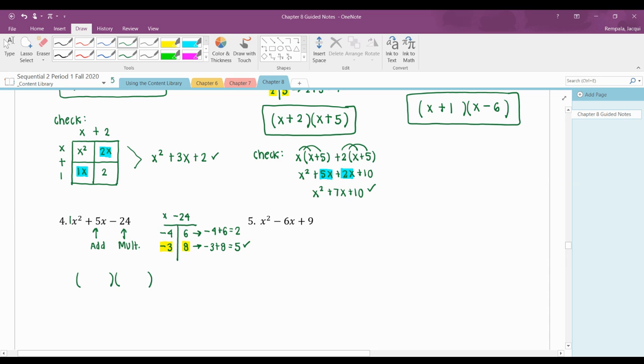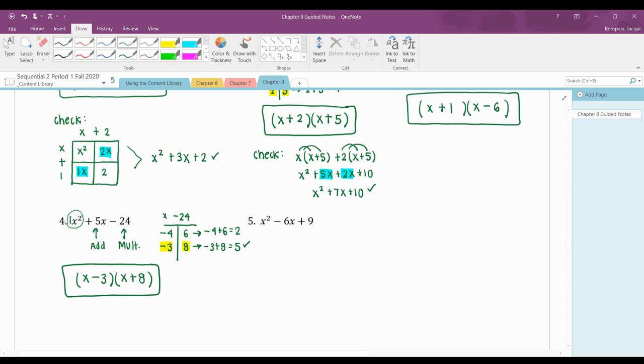We have two binomials being multiplied together. Because we're starting with an x squared, I want each of my parentheses to start with an x because x times x is x squared. The 3 we made negative, so whichever parenthesis I put it in, I have to keep the negative sign with the 3. Because the 8 is positive, we have to put an addition sign with that number. And this is my answer.